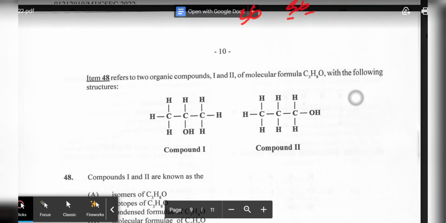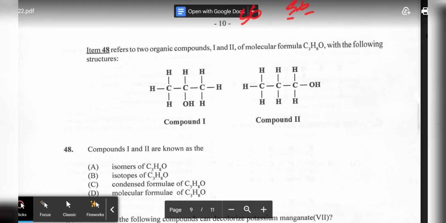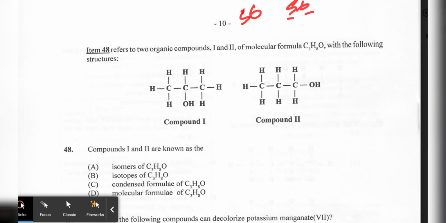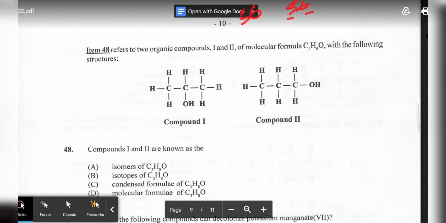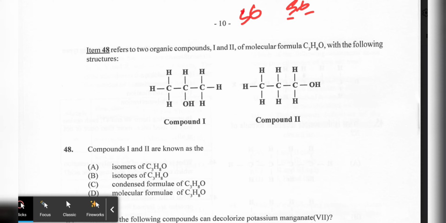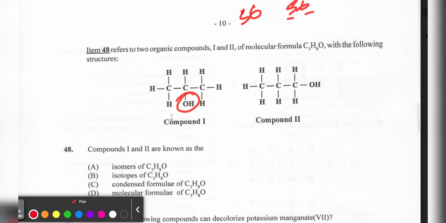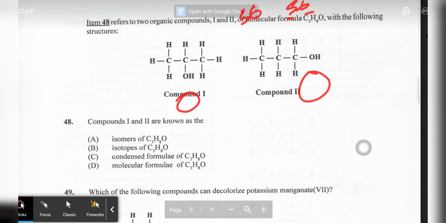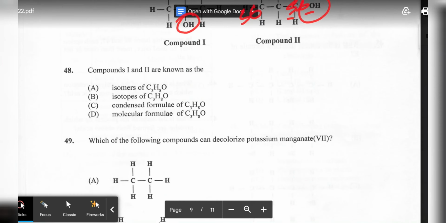All right, so 48, we're almost there. Item 48 refers to two organic compounds, 1 and 2, of molecular formula C3H8O with the following structure. So here you have compound 1, then you have compound 2. And we can see that compound 1 is an alcohol from this functional group right here. And we can see that this is also an alcohol from that functional group. So we'd call these positional isomers since the position of the functional group changes, right? So we'll call them positional isomers because of that. So let's see now. Compounds 1 and 2 are known as isomers. There you go. Very simple and straightforward question.